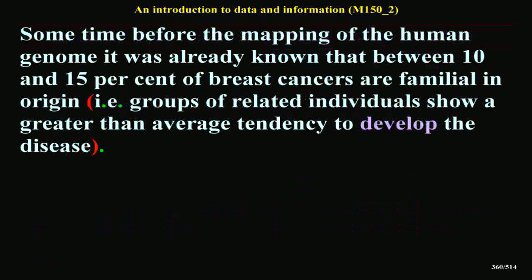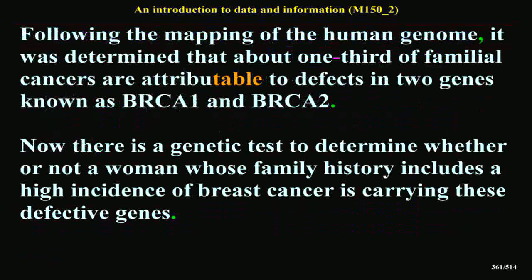Sometime before the mapping of the human genome, it was already known that between 10 and 15% of breast cancers are familial in origin, i.e. groups of related individuals show a greater than average tendency to develop the disease.